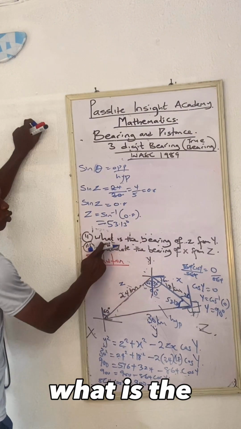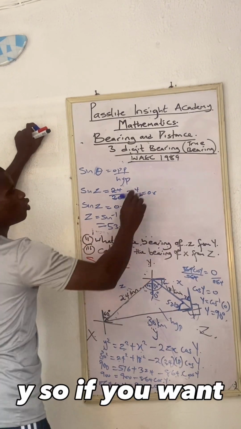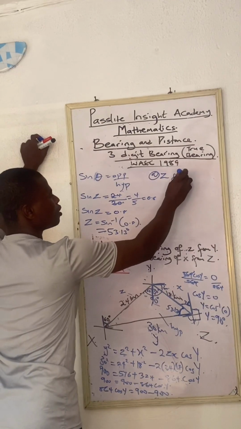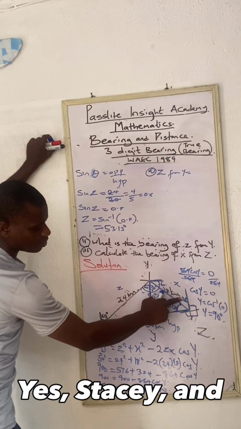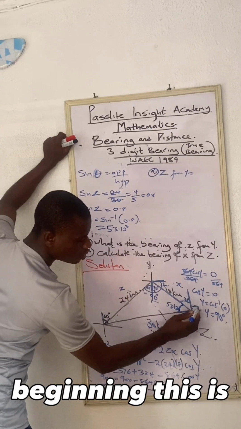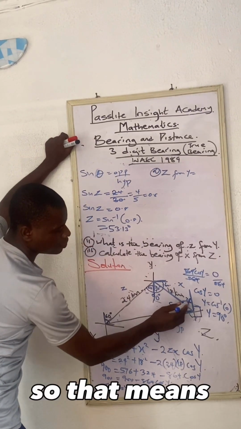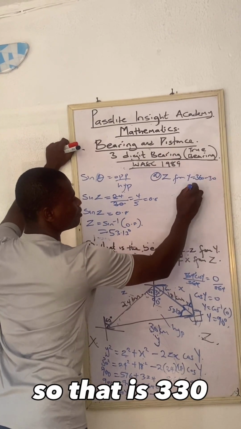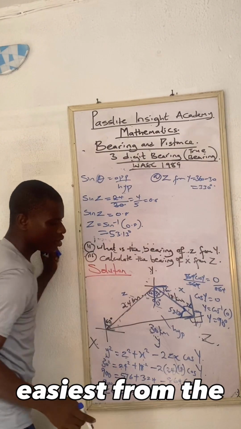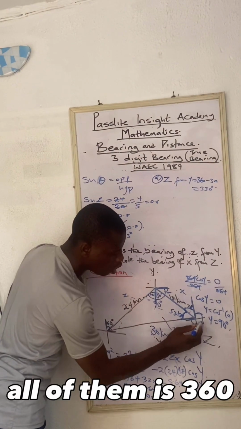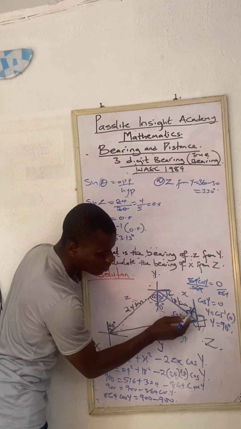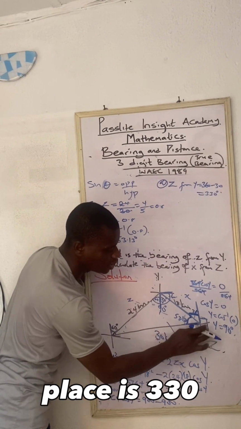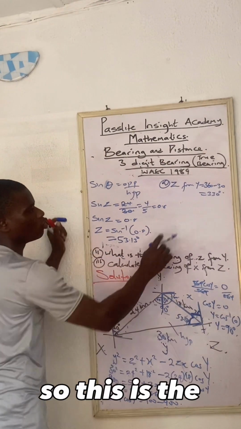So the question is, what is the bearing of Z from Y? If you want to answer the question now, that is Z from Y. Here is 30, and you are going from the beginning. This is where you should stop. So you just take 360 minus 30 degrees, that is 330 degrees. That is the easiest. From the beginning, all of it is 360, then remove this 30. So from the beginning to this place is 330. This is the answer.